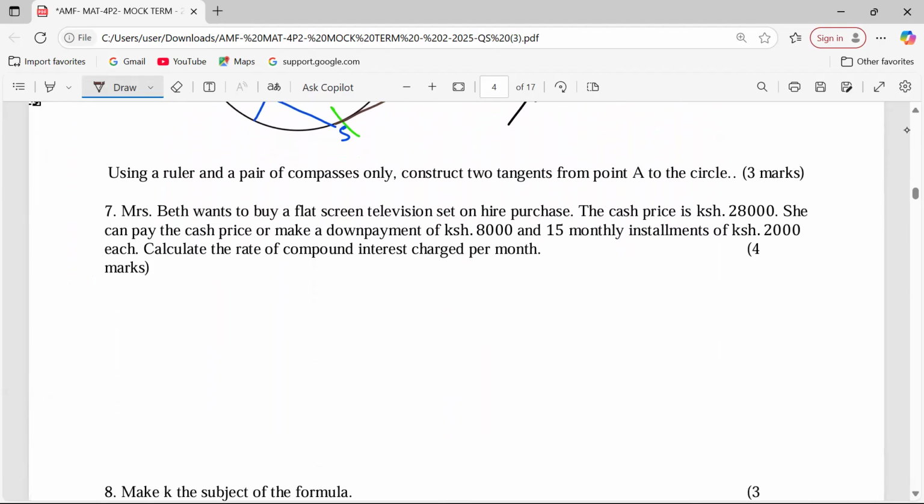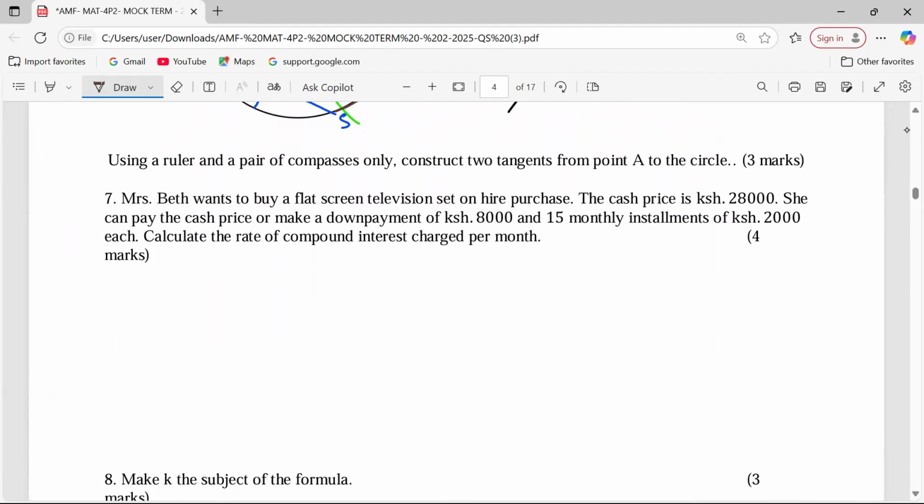Miss Beth wants to buy a flat screen television on hire purchase. The cash price is 28,000 Kenya shillings. She can pay the cash price or make a down payment of 8,000 Kenya shillings and 15 monthly installments of 2,000 each. Calculate the rate of compound interest charged per month.